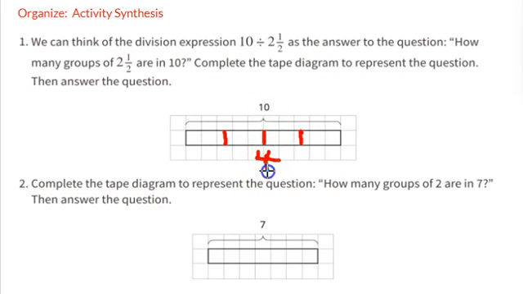How do I know that this is true? Well, I've made groups of 2 and 1/2, and that's what the dividing by 2 and 1/2 means. It wants us to make groups of 2 and 1/2. And what's that get us when we divide it out of 10? What about here? How many groups of 2 are in 7?